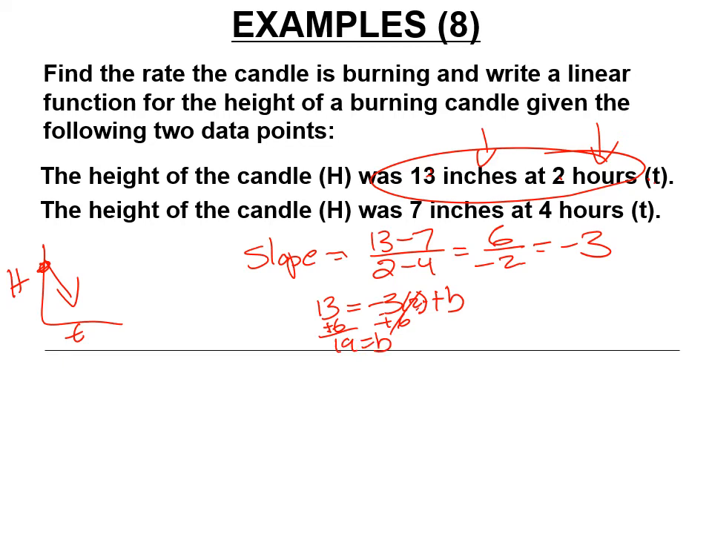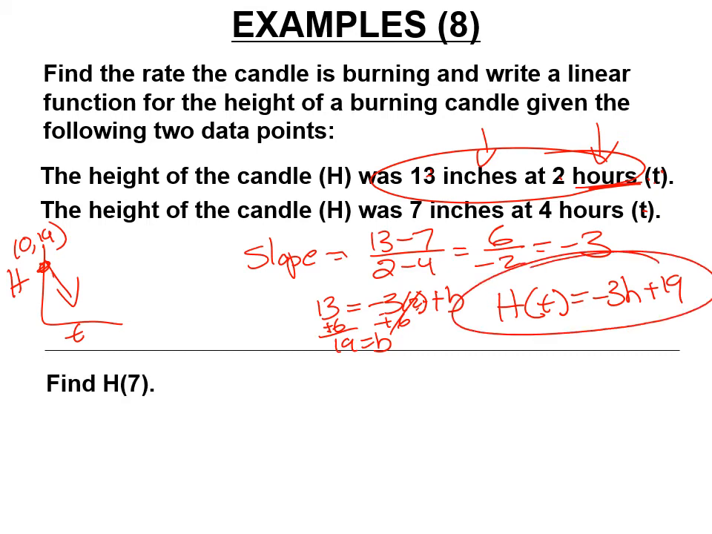19 equals b. We're going to use function notation, so h of t, right? We use t for time, for hours, so that we don't have h of h. h of t equals negative 3t plus 19, right? It started at 19 inches, and it's going down 3 inches every hour.